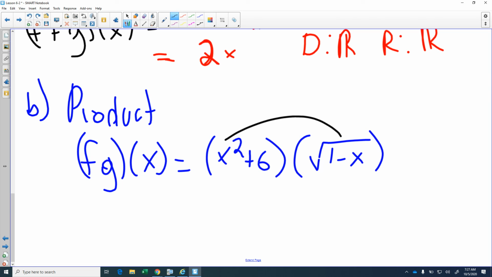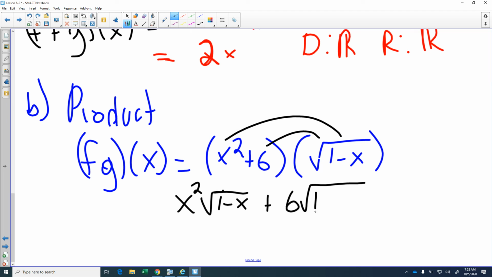So really what this would become would be x squared times that, 6 times that. So this would be x squared times the square root of 1 minus x plus 6 square root of 1 minus x. So now we run into a situation of what can't I actually plug into this problem? What are going to be my restrictions for these values? That's the thing that I truly want to understand. How would I actually work this out?